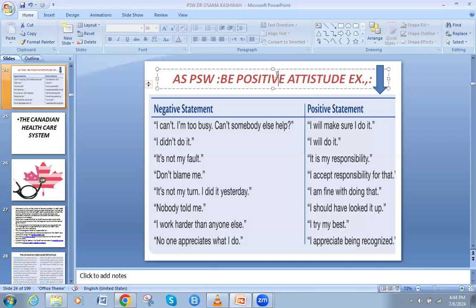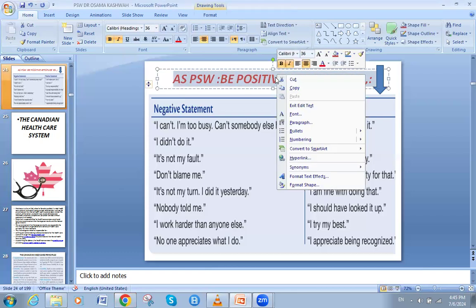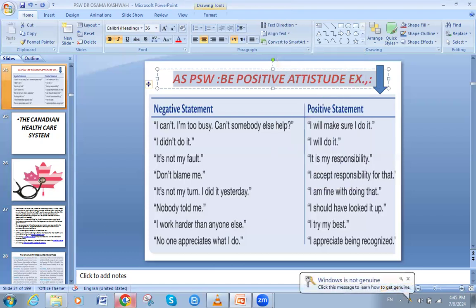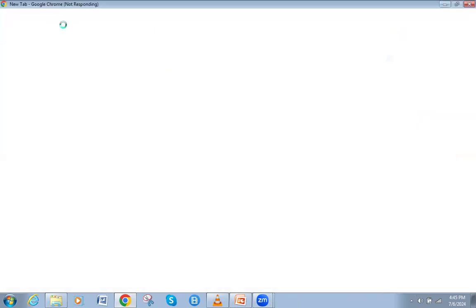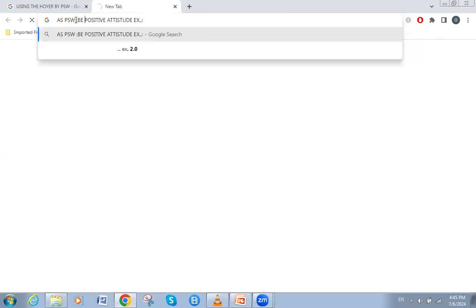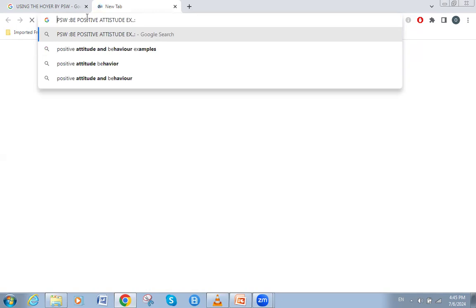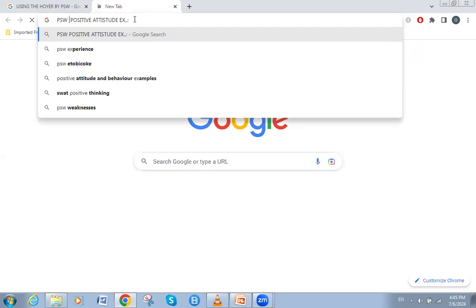So if we say, as an example right now, I just go to a Google search, we will find a lot of things about the positive attitudes for the personal support worker. Let's go there and see. Just one second, guys. Positive attitudes. Here it is. Examples. We'll remove this because this is a Google search. It will not help so much.